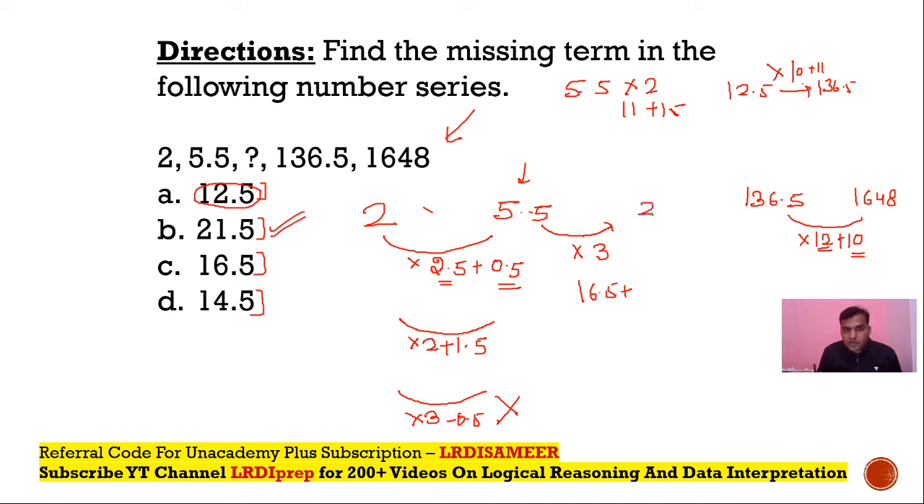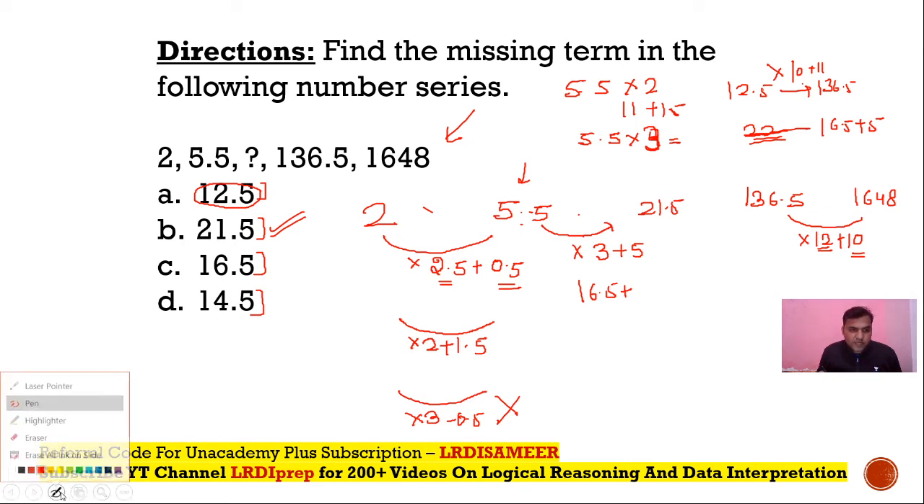If I go for 21.5, okay, 5.5 into 4, 5.5 multiplied by 4 would be 22. Again, okay, subtraction will not work. Okay, 5.5 into 3 is 16.5 plus 5. Okay, multiplied by 3 plus 5. All right, and if it is plus 5, let's try to find out something else here.